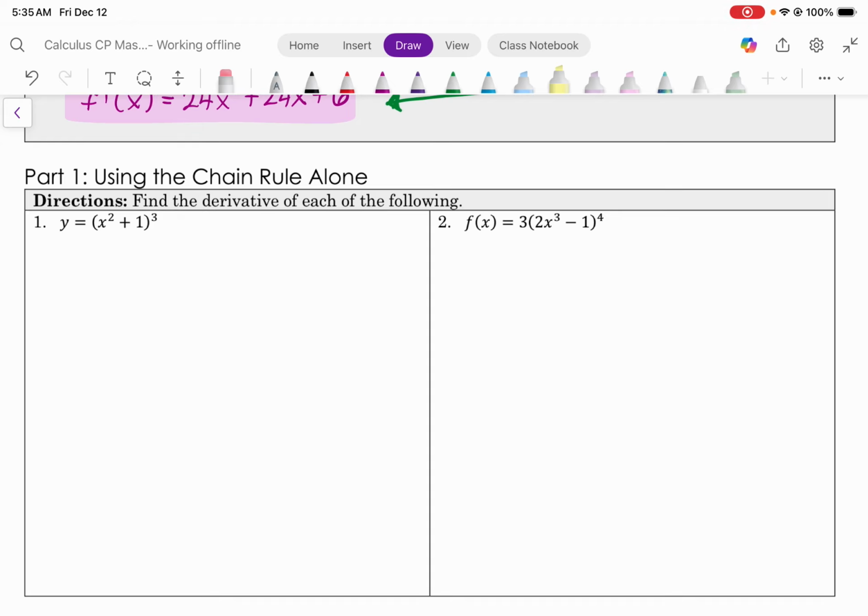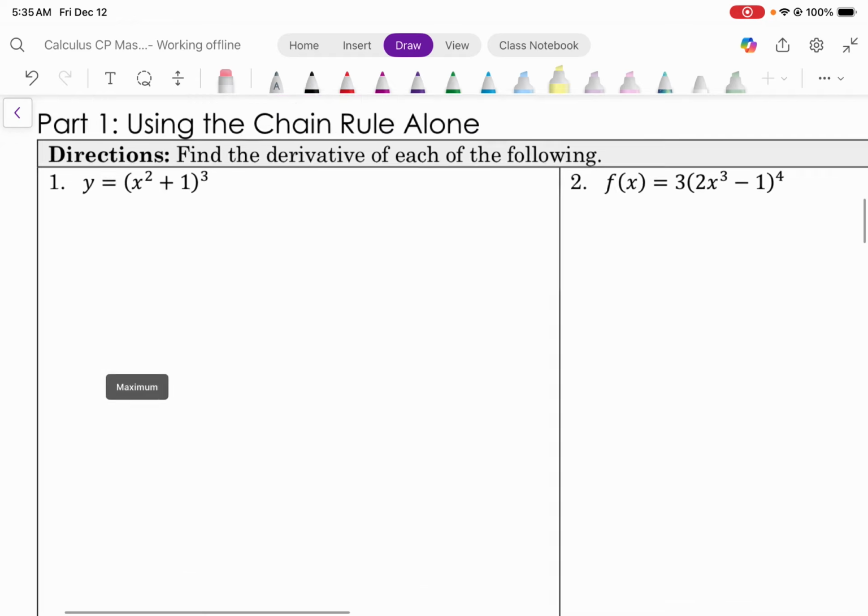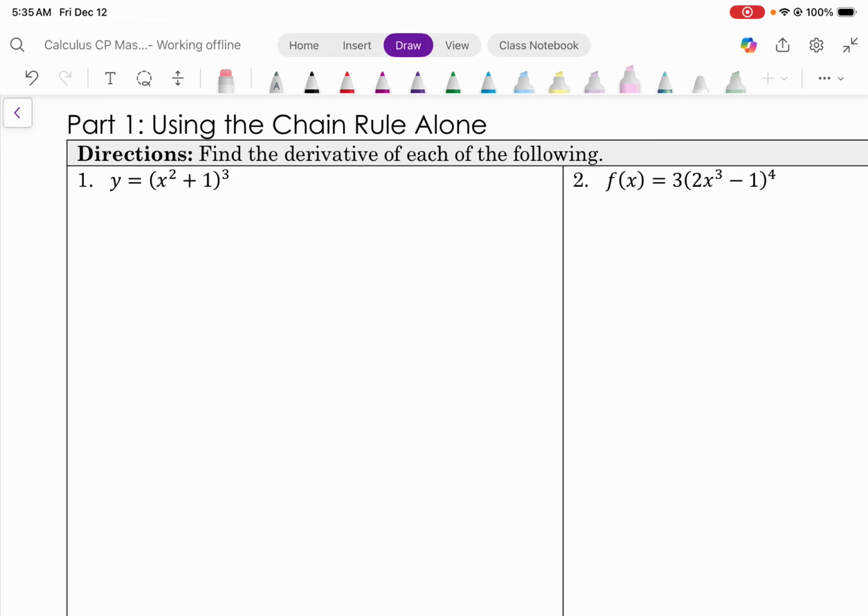Feel free to pause the video as we work. So let's look at the first one. So again, we have an outer function of a cubed, an inner function of x squared plus 1. So when I take the derivative, I multiply by the 3, I copy the parentheses making no changes, and subtract 1 from the exponent. I then multiply by the derivative of the inside.